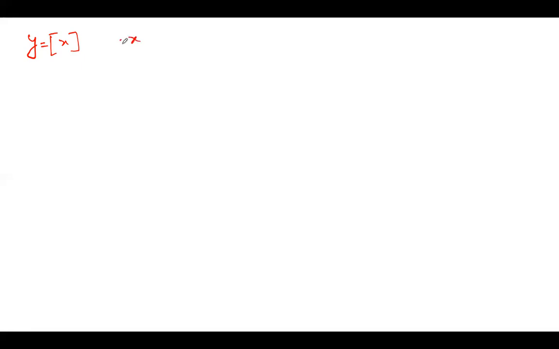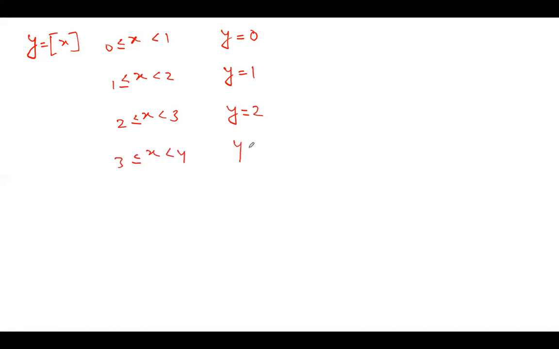Case first, when x is lying between 0 and 1, the value of y will be 0 only. So for x lying between 0 and 1, we have to draw the graph of y is equal to 0, right? When x is lying between 1 and 2, the value of y is equal to 1. When x is lying between 2 and 3, the value of y is equal to 2. When x is lying between 3 and 4, the value of y is equal to 3, and so on.